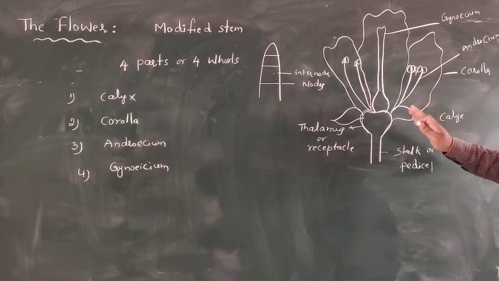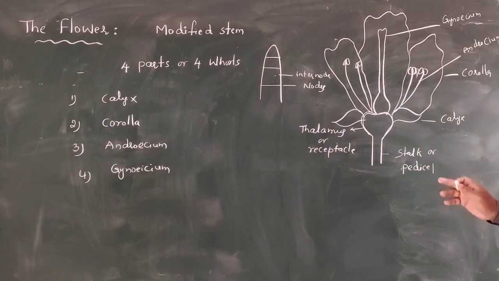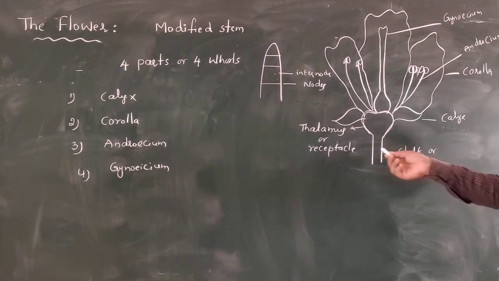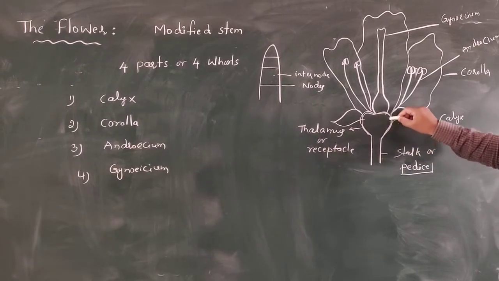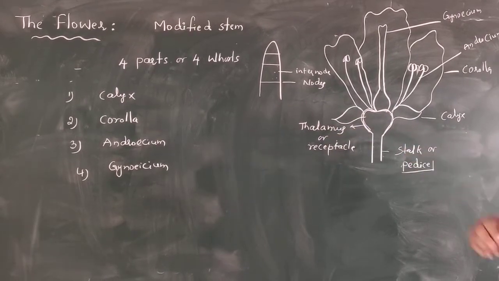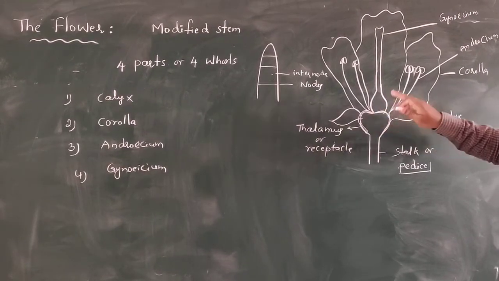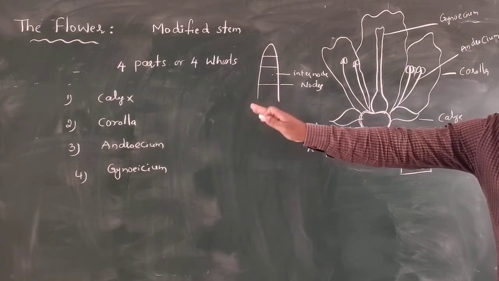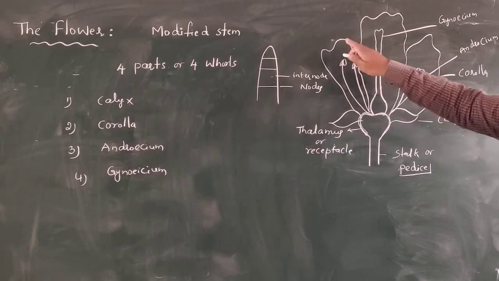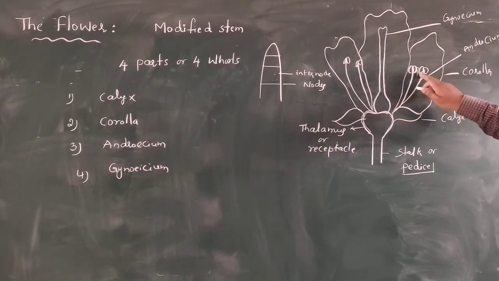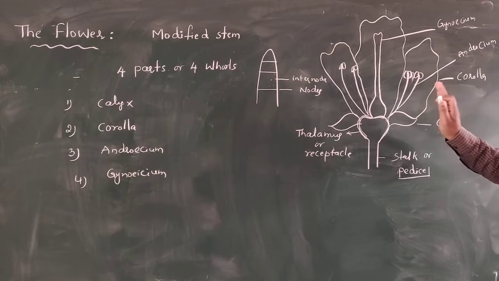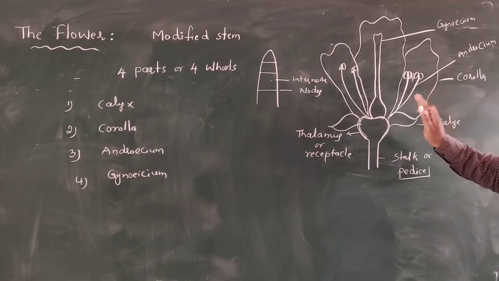So this is the general diagram of the flower. We see the stalk of the flower, called the pedicel, and above it the swollen portion, the base of the flower, called the thalamus or receptacle. Above the thalamus we can see all four whorls: the calyx, the outermost region, then the corolla, then the androecium, and in the center the gynoecium.